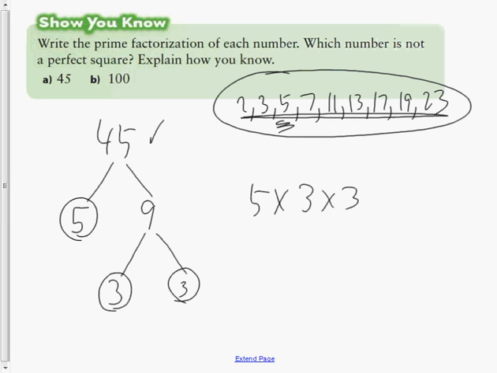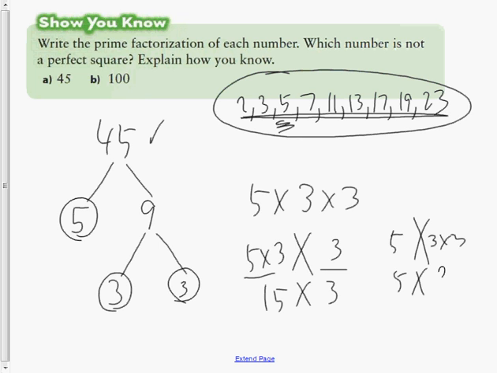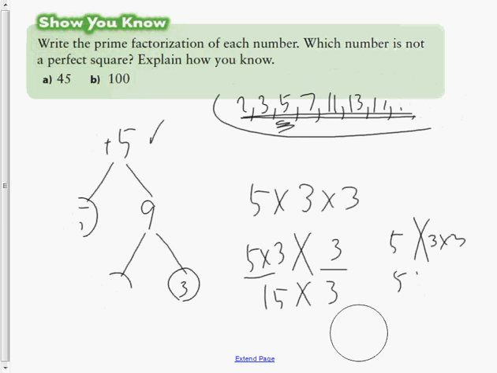Now, because a perfect square has two identical factors, I can't take these three numbers, 5, 3, and 3, and put them into equal groups. I can only do that, which means the best way I could show it is either 15 times 3, or if I rearranged it like this, I could have 5 times 9. That's another way to get 45, but I can't multiply a number by itself based on the prime factors, so therefore it is not a perfect square.